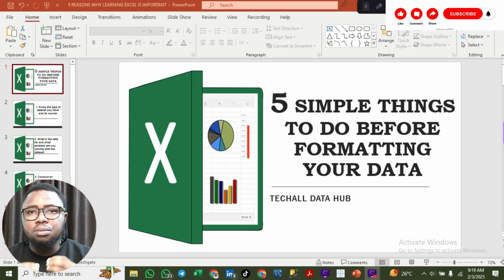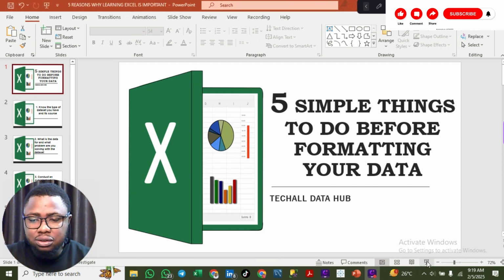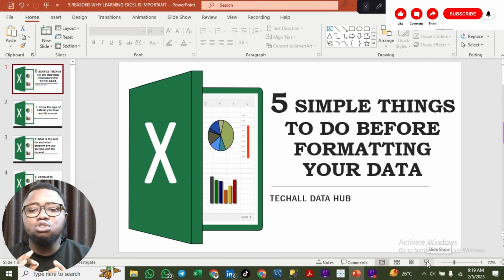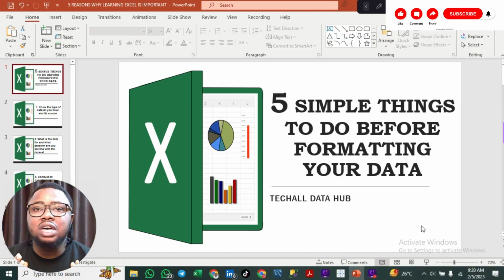So as somebody who is working with Excel, there are so many things you need to know, and we're going to be taking them gradually. But for today, we're going to be talking about the 5 things you need to do before formatting your data. There are 5 simple things you need to do before you start formatting your data. Any data that is not formatted does not have a meaning, right? It does not make any sense at all.